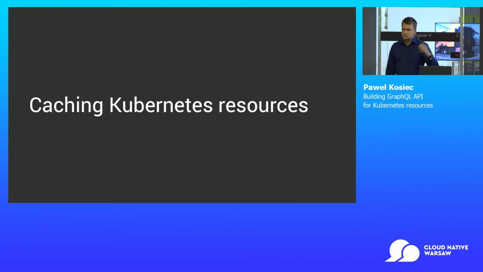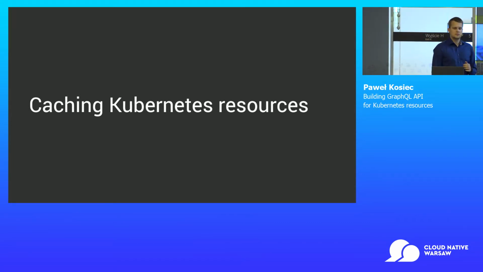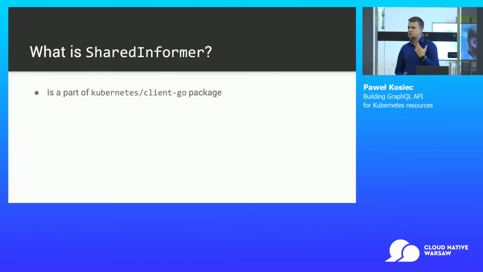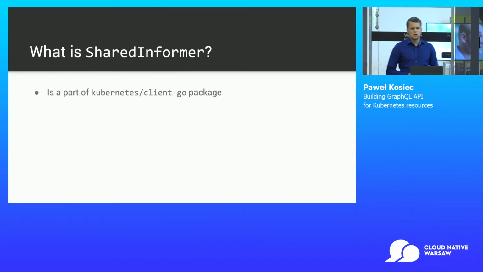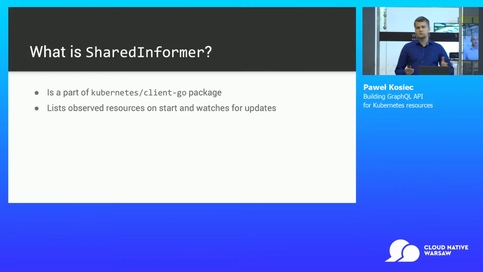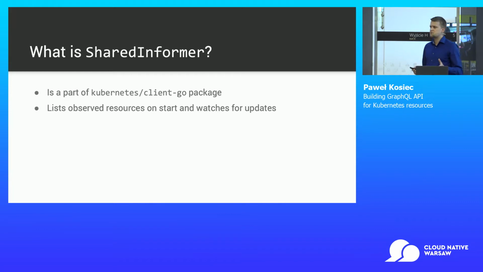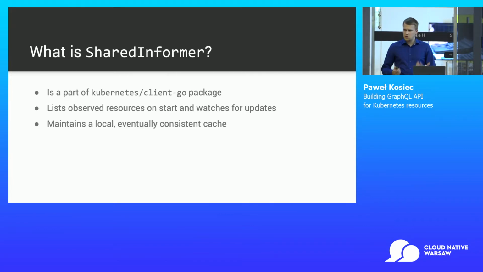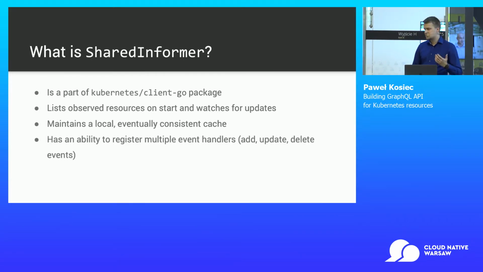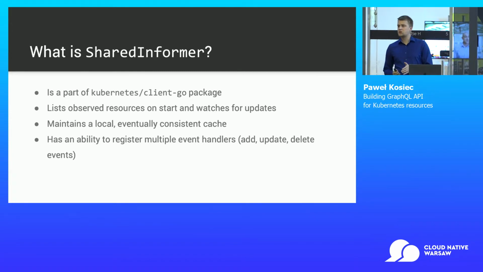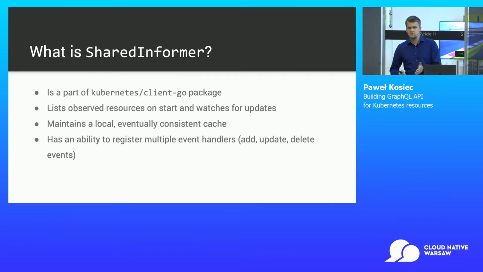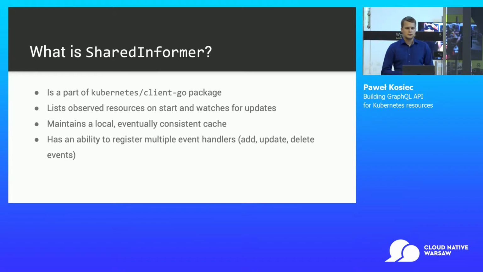And in order to cache them properly, we need something called shared informer. And what is actually shared informer? It's a part of client Go package from Kubernetes, and it basically lists, let's say, observed resources on start, and then watches for updates. It maintains a locally, eventually consistent cache, and also it has an ability to register multiple event handlers, for example, add, update, delete events, and it's really helpful for example for subscriptions I mentioned before in GraphQL.